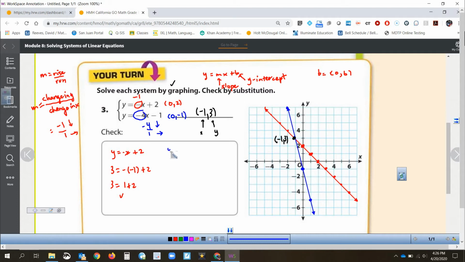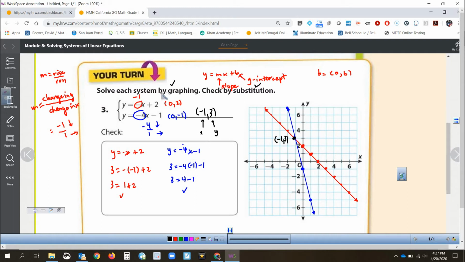So here we go. Now I'm going to go to my second equation. We're going to start with y and x. y equals -4x minus 1. Then I'm going to plug in, again, the same ordered pair. I'm going to put in 3 for y. I'm going to put in -1 for x. And hopefully you know that -4 times -1 is 4. 4 minus 1 is 3. 3 equals 3. So I just checked by substitution that ordered pair makes both equations true.